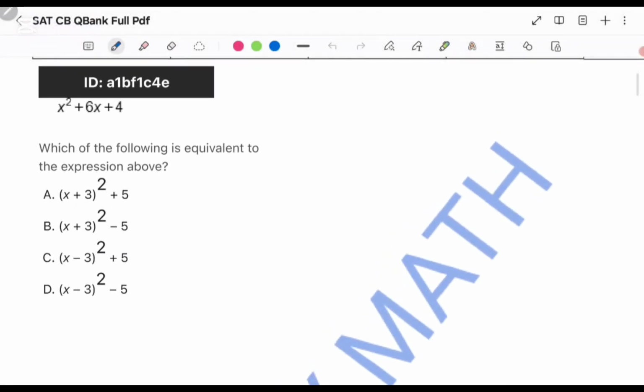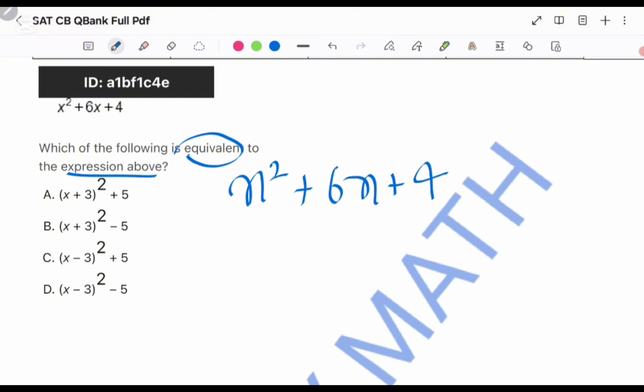Let's go ahead and start with this one. It is asking us which of the following is equivalent to the expression above. So we're given an expression that says x squared plus 6x plus 4, and we're asked to find which one of these is equivalent to this one over here.